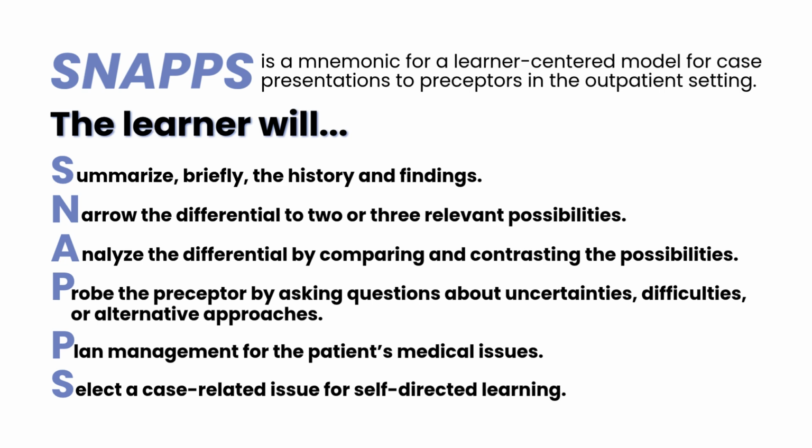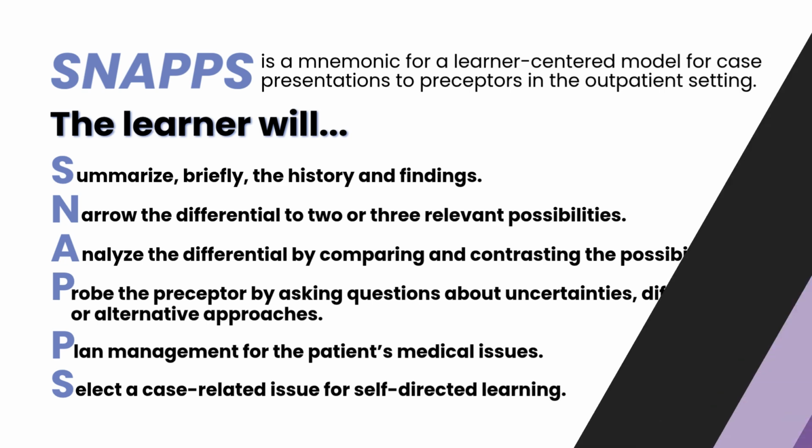Using the SNAPPS model, the learner will summarize the history and findings, narrow the differential to 2 or 3 possibilities, analyze the differential through comparing and contrasting, probe the preceptor with questions about uncertainties or alternatives, plan management for the patient, and select a related case issue to continue their learning.